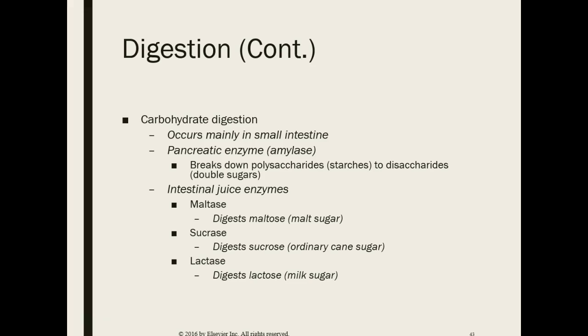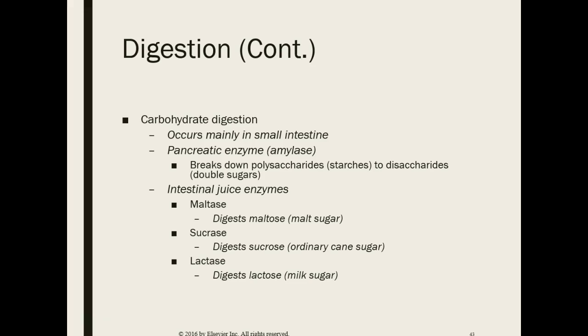So carbohydrate digestion is going to occur mainly in the small intestine. Couple of different enzymes that you'll see. So the pancreatic enzyme amylase is going to break down the polysaccharides or the starches into disaccharides, which are double sugars. What we want to get to is monosaccharides, which are a simple sugar. And the most common simple sugar is going to be glucose.